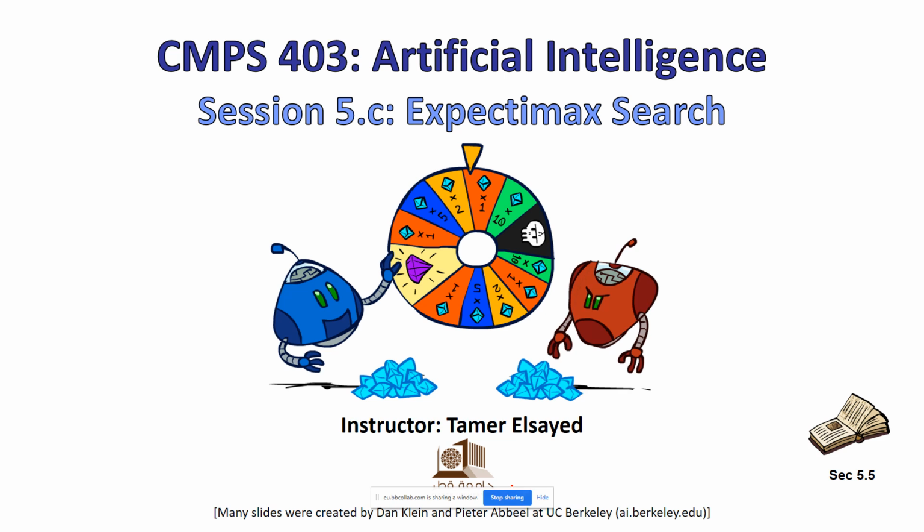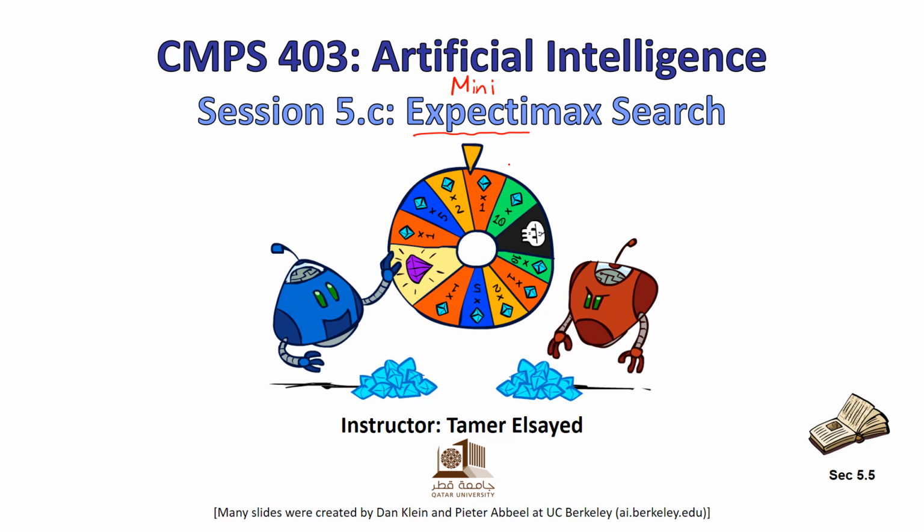Okay, so what will we do here? We will discuss what we call Expectimax search. If you remember from previous, we are still in session 5, which is adversarial search, but we will talk about a bit different type of search called Expectimax search. Previously, we were talking about Minimax.